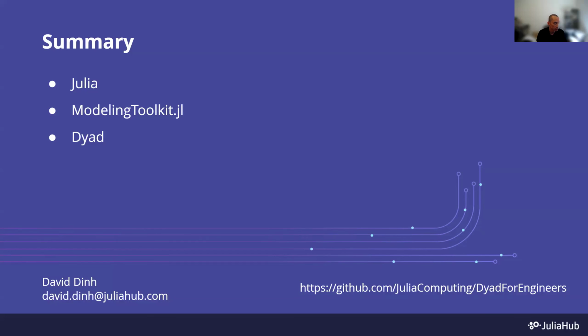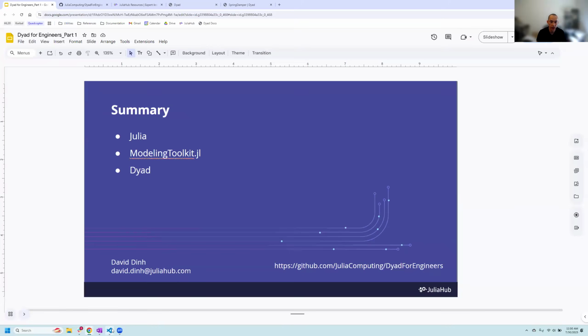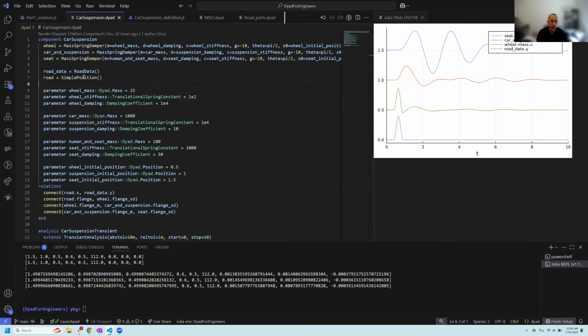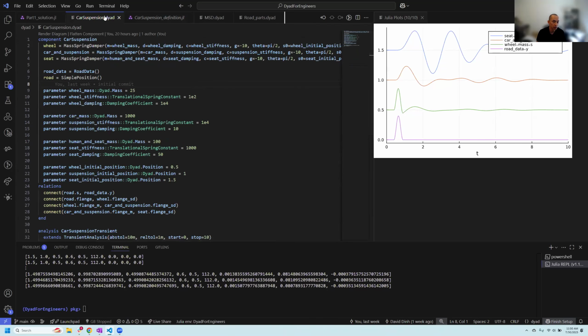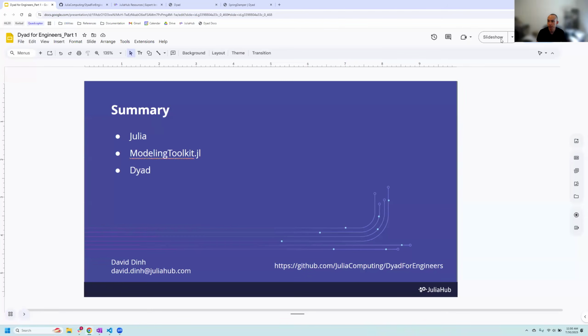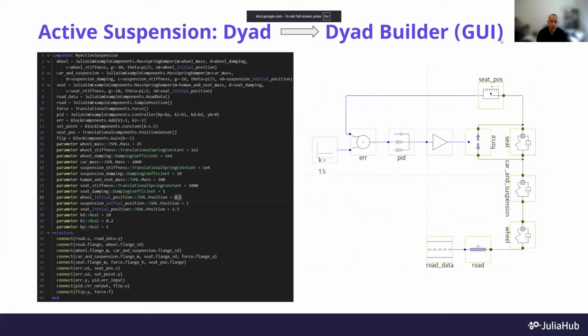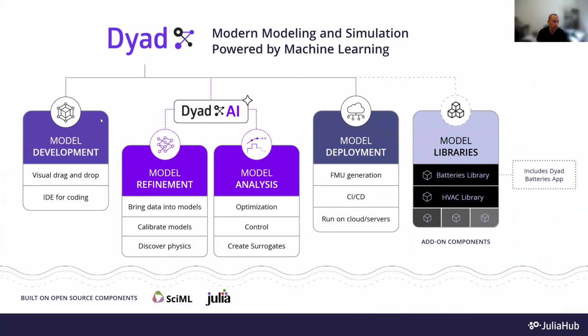The benefit of using Dyad instead of Modeling Toolkit directly: today you only saw one small aspect of the benefit of using Dyad. What you saw today was specifically that it's much easier to implement a Dyad model like this versus trying to implement a Modeling Toolkit model like this. That's the first thing. But the benefit of using Dyad is that it gives you access to all the other features of Dyad.